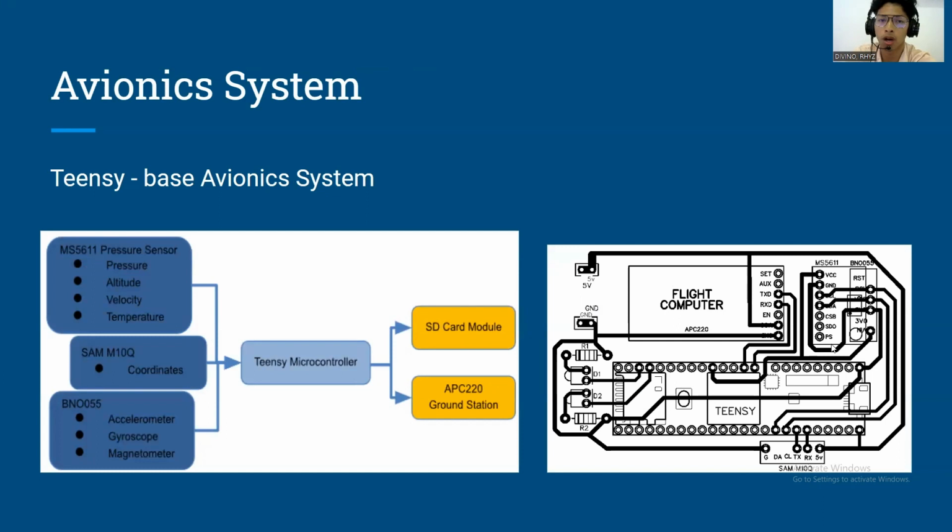Presenting the diagram of how the Teensy-based avionics system works: all the sensor data is sent to the Teensy microcontroller, which processes it and saves it to the SD card module or sends it to the ground station using the APC-220. This is the schematic diagram of our flight computer.